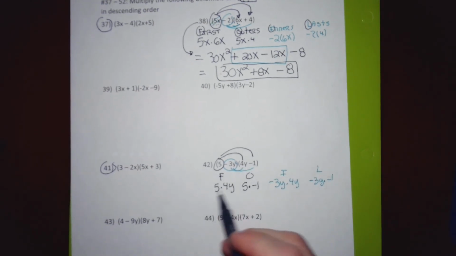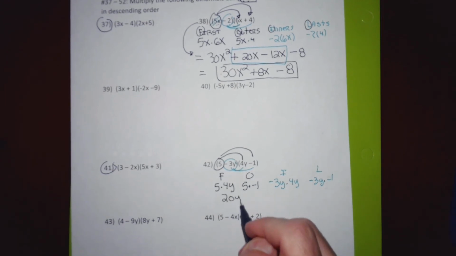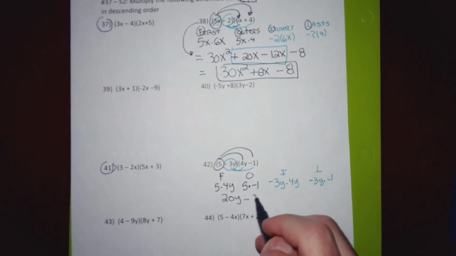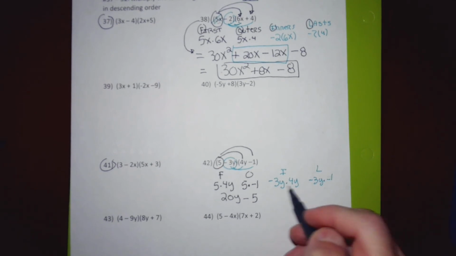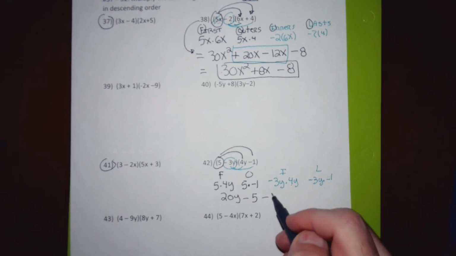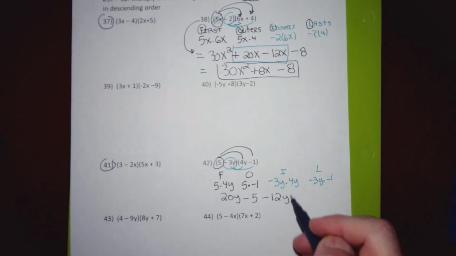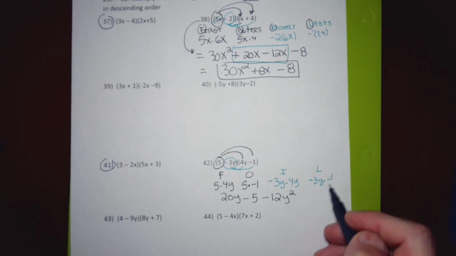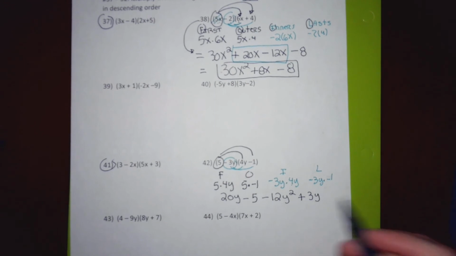First multiplication, I multiply the 5 and 4 and get 20. I leave the y. Second multiplication, 5 times negative 1 is negative 5. I just write negative 5. That's going to wind up being last in my answer. Third multiplication, I multiply negative 3 and positive 4 and get negative 12. I add the exponents of 1 and 1 on the y and get a y squared. And then last, negative 3 times negative 1 is positive 3, and I leave the y.